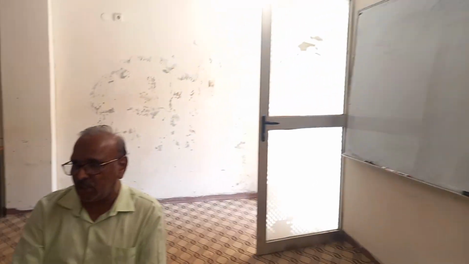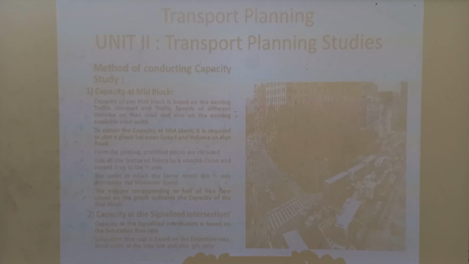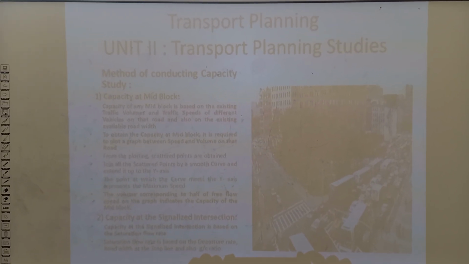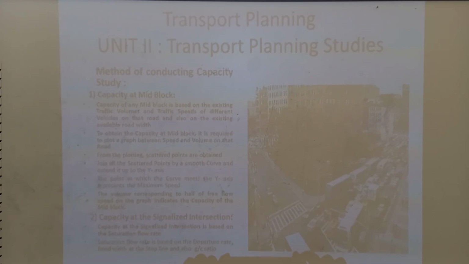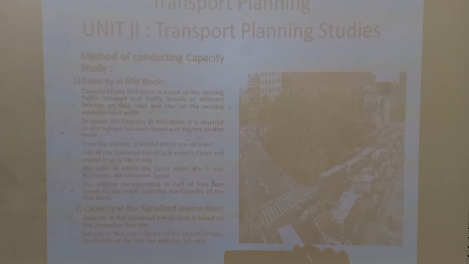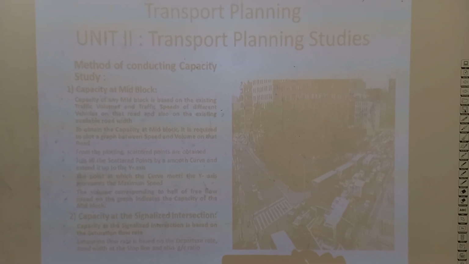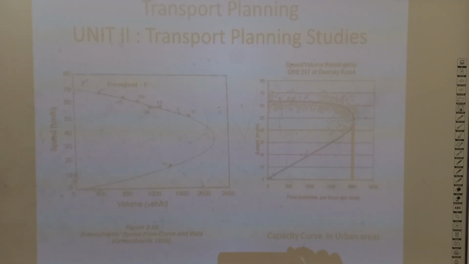That will be useful to analyze whether on a given road volume is more or capacity is more. V by C ratio indicates level of service. The level of service should always be good. It should be either A or B, or maximum C. So in order to evaluate level of service, we have to calculate the traffic capacity. Traffic capacity evaluation is different at mid blocks and at the intersections.